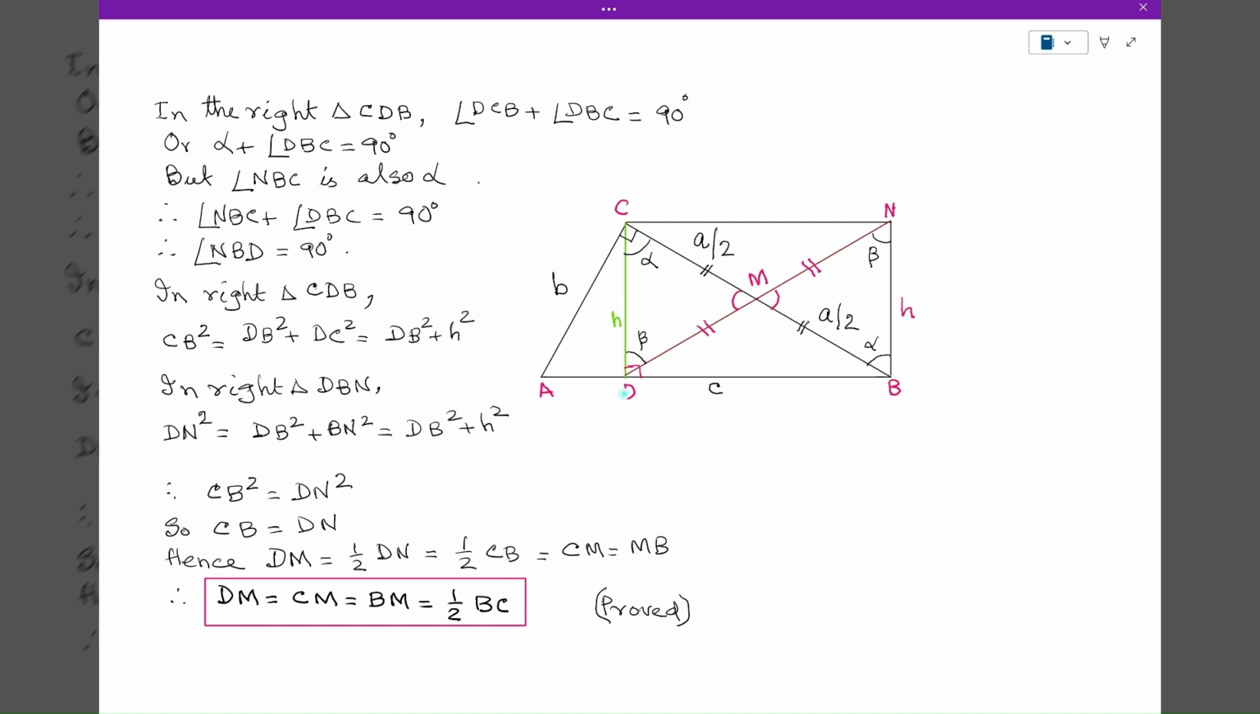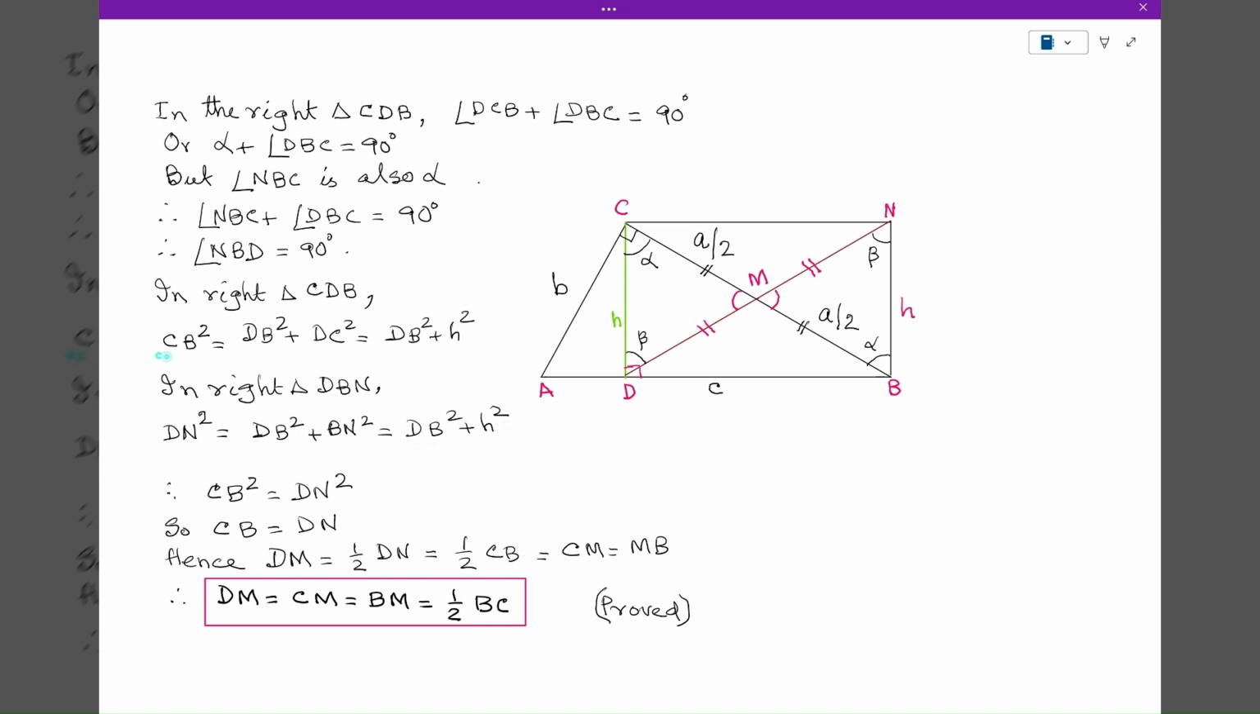That is H square plus DB square. Now, in the right triangle NBD, this square is equal to this square plus this square, or DN square is equal to H square plus DB square. So DN square is equal to DB square plus H square.